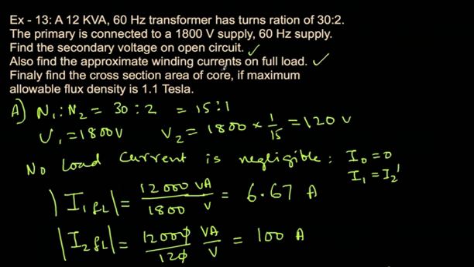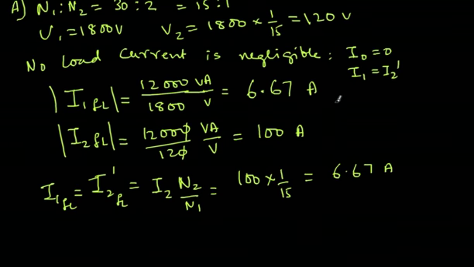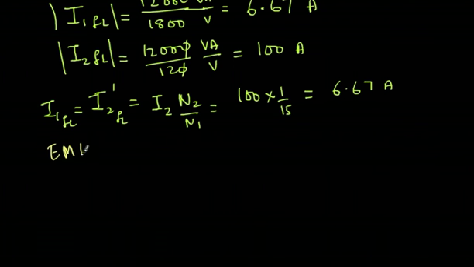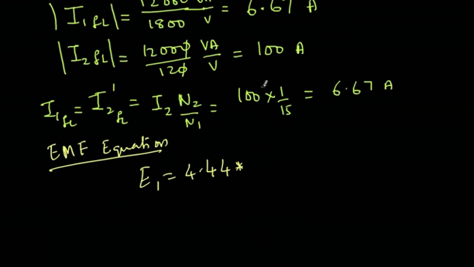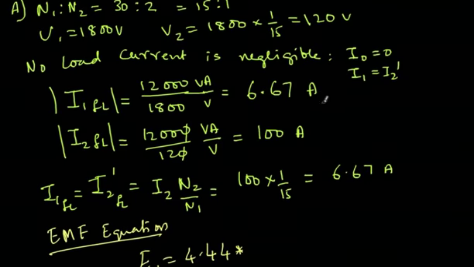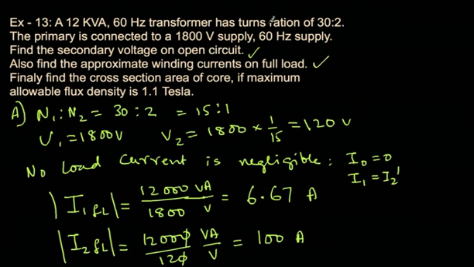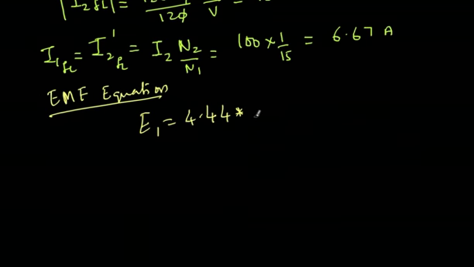Finally, find the cross-section area of the core if the maximum allowable flux density is given in Tesla. So looks like we have to use the EMF equation. So let's write the EMF equation. The induced EMF E1 is 4.44 multiplied by flux, oh, I think there is a problem here. I'm not clearly knowing how many turns are there in the transformer. Without that, I may not be able to find this. So let me anyway write down the formula.